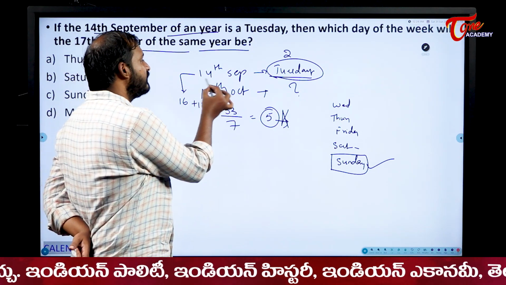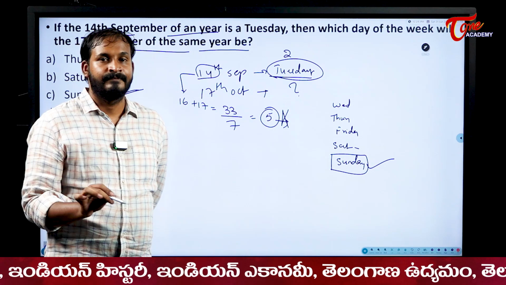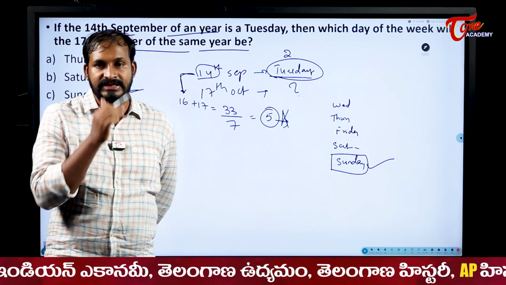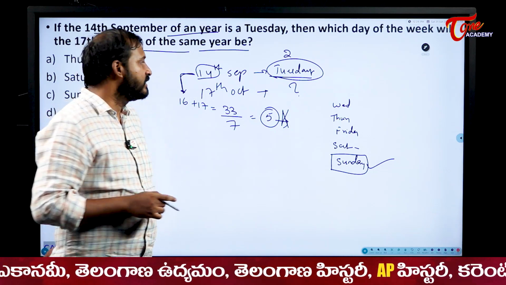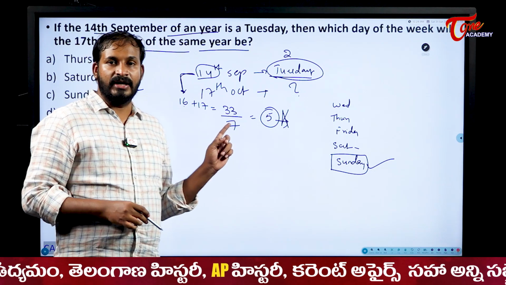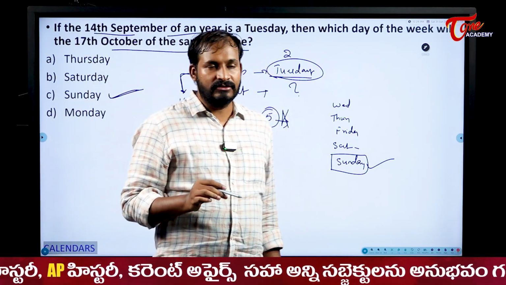This is how you need to find these dates. And the 14th is already done. Don't include that 14th, I am telling you once again. In the same month only 16 days are there. Why? Because September contains 30 days, so 30 minus 14 is 16. And the 17th date should be included, so plus 17. Understood? Right.